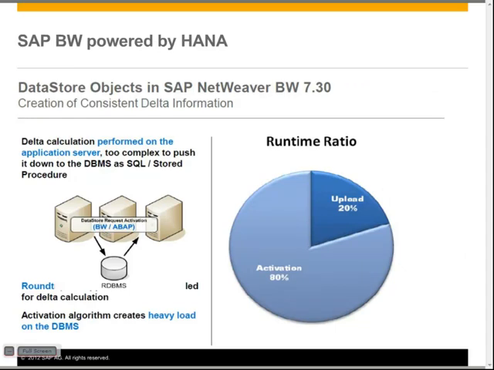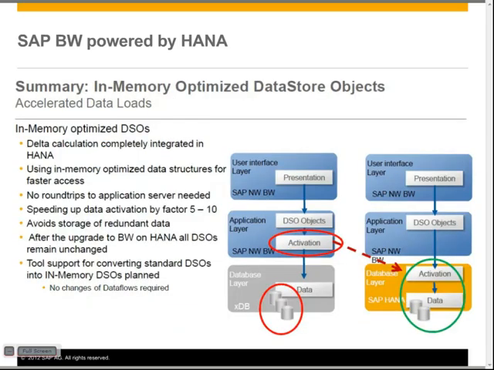Another scenario, SAP BW powered by HANA. What if you already have a BW, but you need to speed it up? You could use BWA, but you can also use HANA to power BW. DSOs, or DataStore objects, can be moved into HANA. Activation can take as much as 80% of the runtime, and this is where HANA can help. In-memory optimized DSOs can speed up data activations by a factor of 5 to 10.